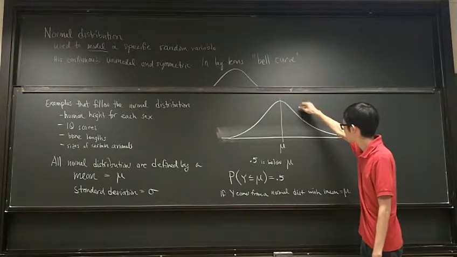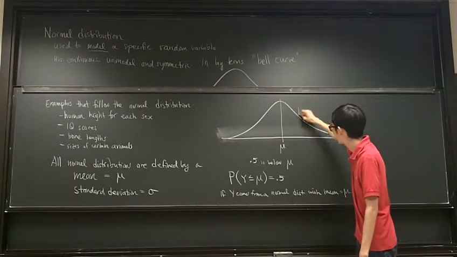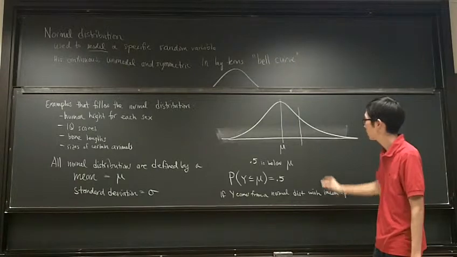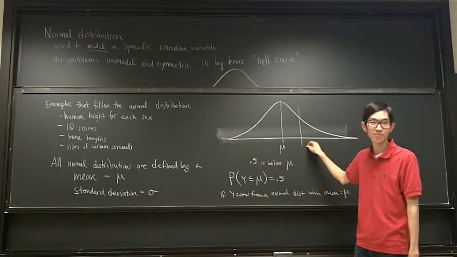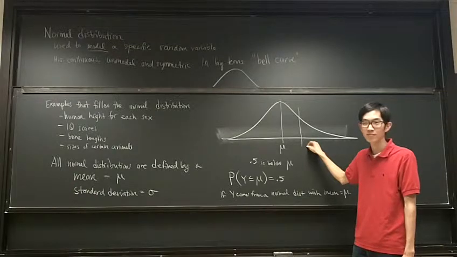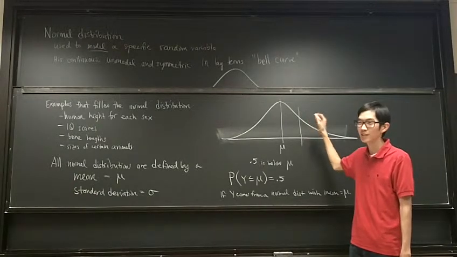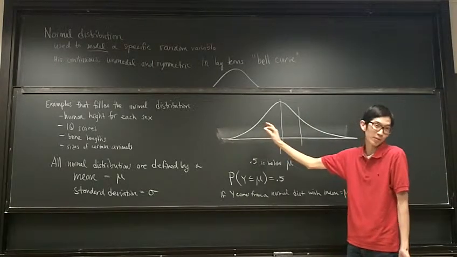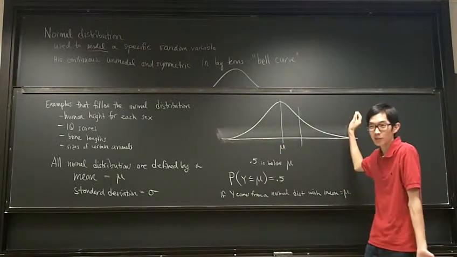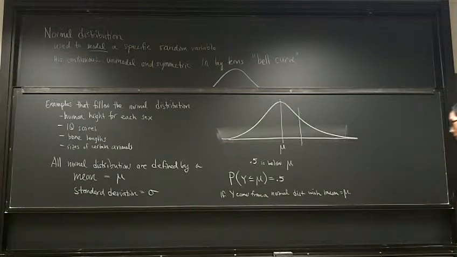So if I draw a line over on this side, how much is less than this particular line? 75%? Well, we don't know the exact value, but we do know that it's going to be more than 50% and less than 100%. Okay. All right.